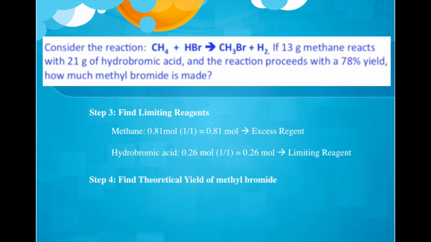In order to find the grams of methyl bromide, you need two things: the molar mass of methyl bromide, which is 94 grams, and the moles of the limiting reagent, which is 0.26 moles. So you multiply the number of moles by the molar mass of methyl bromide. This will give you the amount of methyl bromide which will be produced. You multiply 0.26 by 94, which is equal to 24.6 grams of methyl bromide.